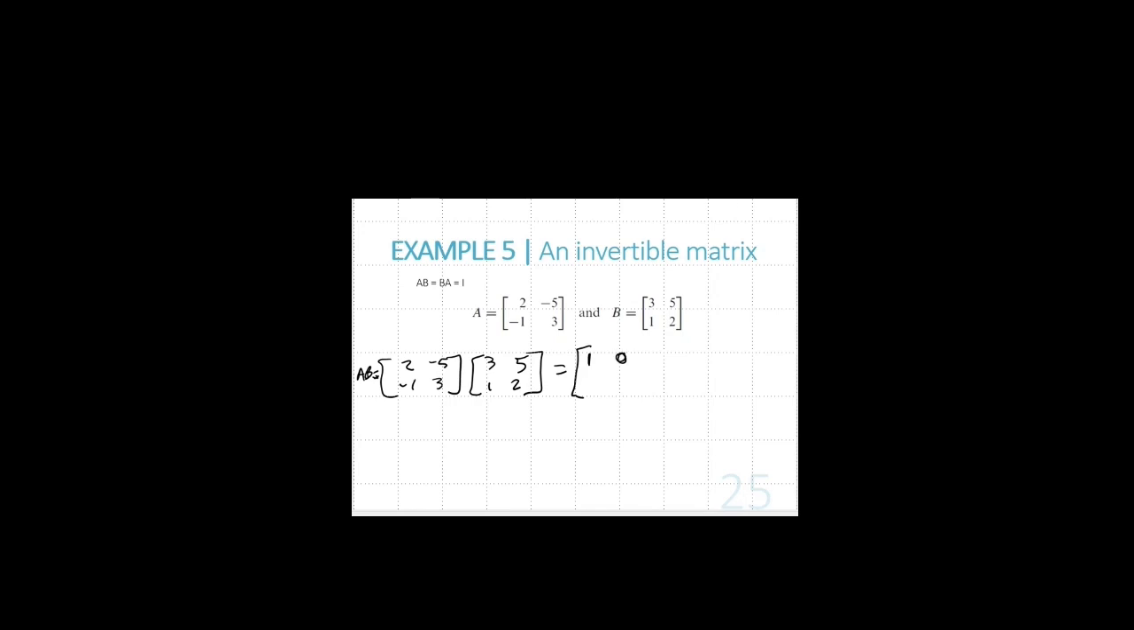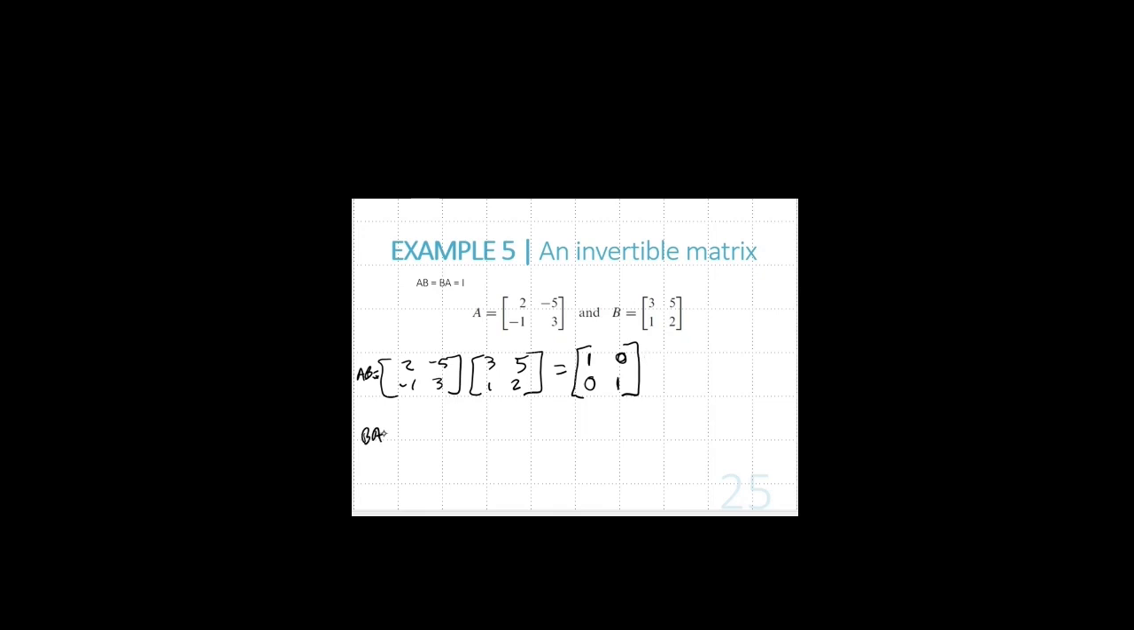Then what do we got? Then we've got -1 times 3. So that's -3 plus 3. That's going to be 0, right? Then we've got -1 times 5. That's -5. Plus 3 times 2, that's 6. So -5 plus 6 is going to give us a 1. So this is going to be your identity matrix here.